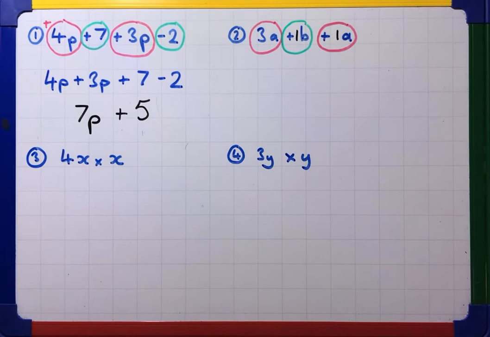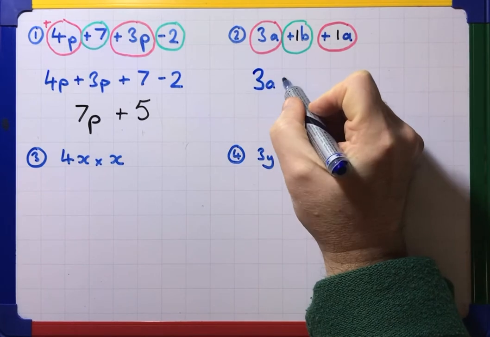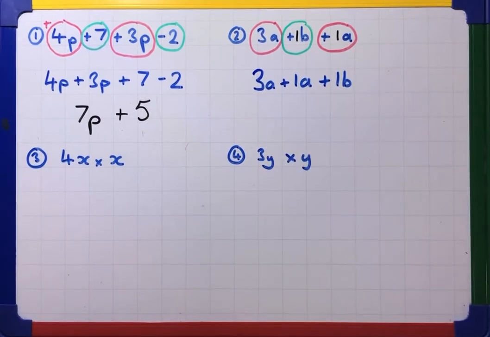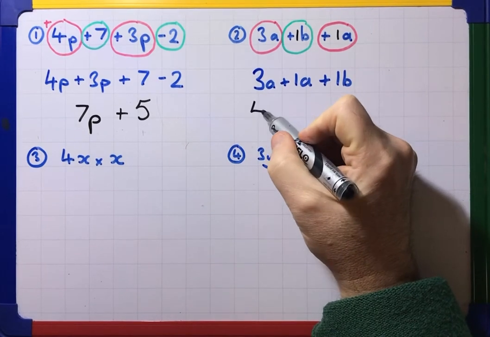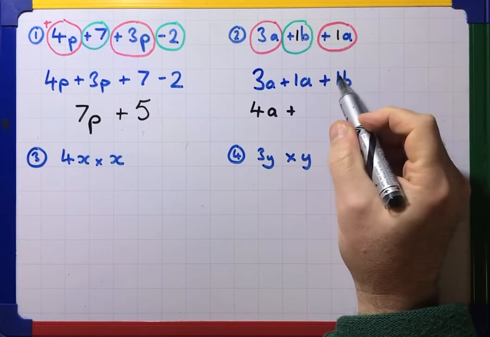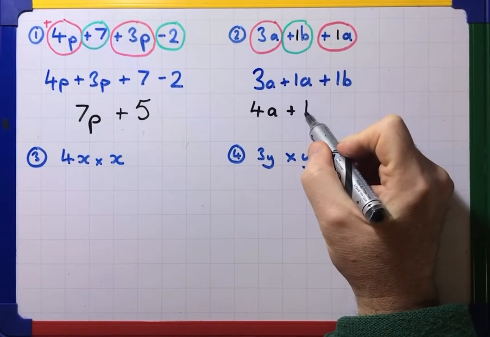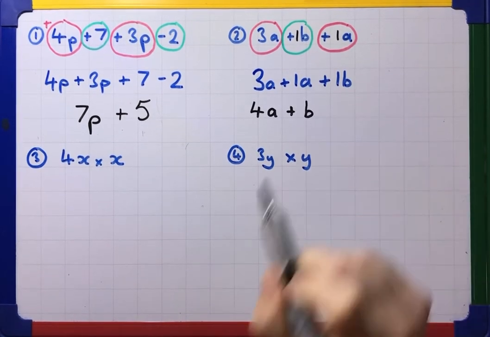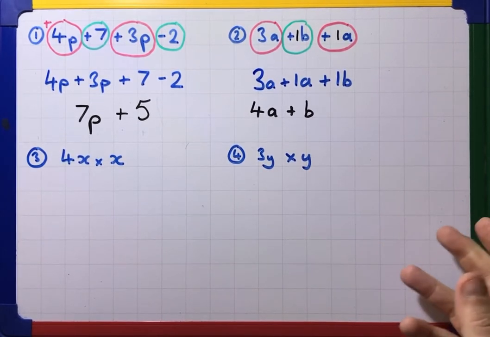Now, I could reorder it if I want to. What I've got is 3A plus 1A plus 1B. Well, look, 3A plus 1A is 4A, isn't it? So the A terms combine to give you 4A. There is only one B term, so we don't have to do anything with that. The only little thing is, rather than 1B, we just write B. Okay? In algebra, we wouldn't write 1B, we'd just write B.